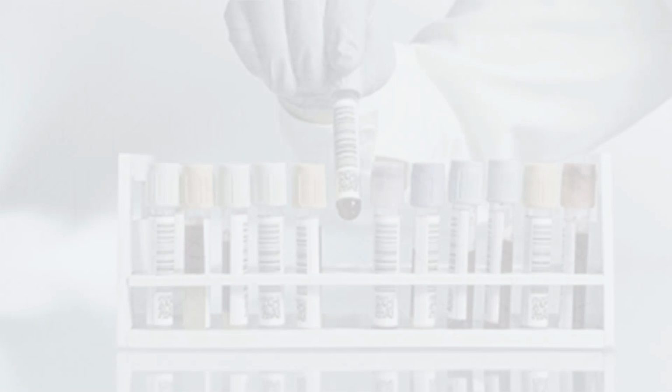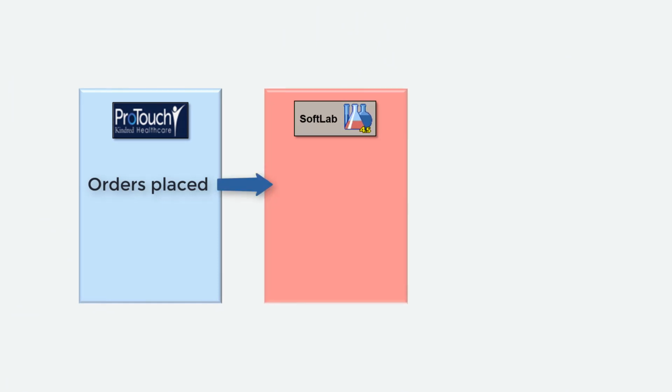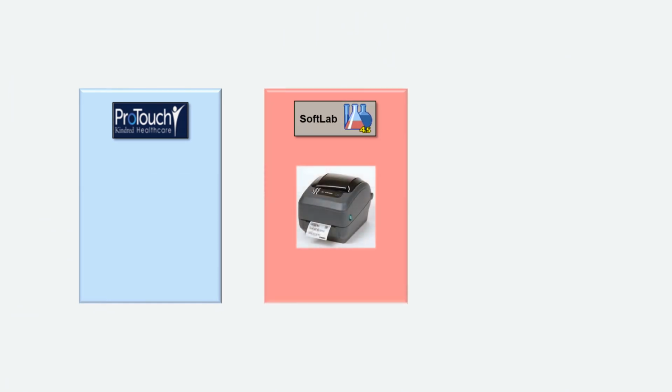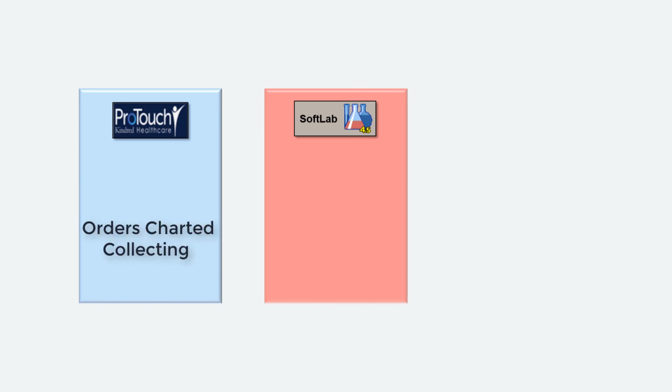Let's take a high-level look at the system workflow of a lab order, along with the responsibilities of the person obtaining the specimens. Lab orders are placed in ProTouch, which communicates with SoftLab to print labels. I will talk more later regarding the scheduling and printing of labels. The labels are removed from the printer and taken into the patient's room. After the blood has been obtained, the specimens are labeled and then must be charted as collected in ProTouch, preferably while still in the patient's room.